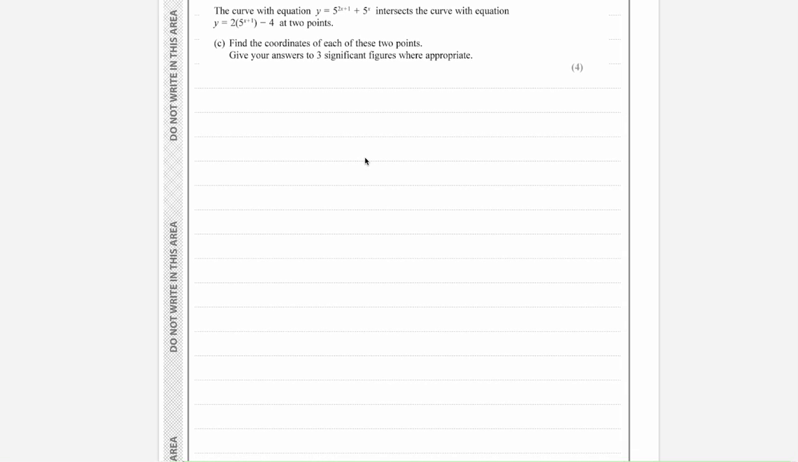So firstly, to find where two curves intersect, guys, generally, if you have them y equals and y equals, you just equate the two y's because they will meet when they are equal. So we're going to go 5 to the 2x plus 1 plus 5 to the x equals 2 to the 5x plus 1 minus 4.